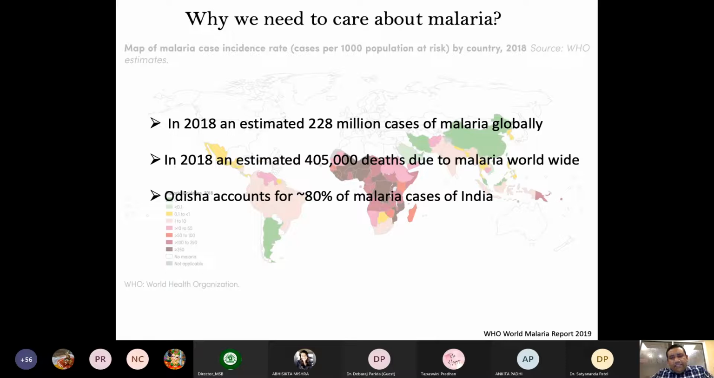Another point I want to highlight is that half of the world population is at some level of risk of getting malaria. That's close to 3.5 billion people. That's a large number, so it is a significant problem. Right now, people are focused on COVID as it is a pandemic, but malaria is definitely not less than a pandemic in terms of its global mortality and morbidity.